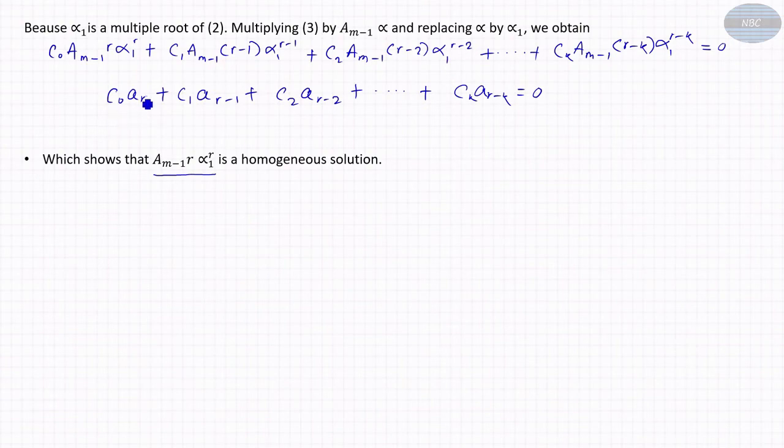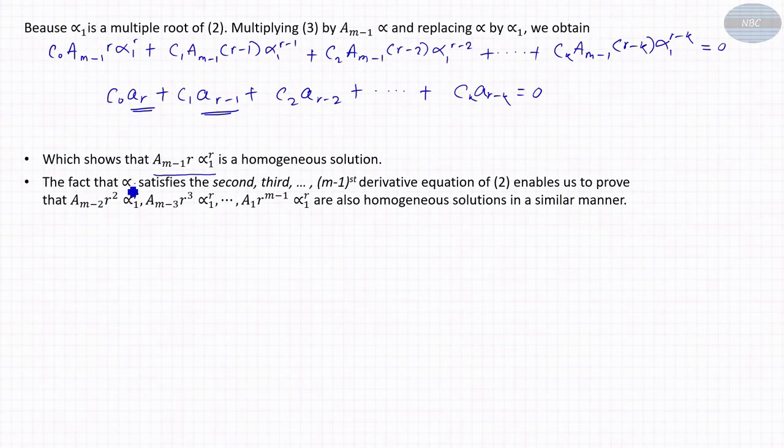So this is the kth order difference equation with right hand side equal to 0 because we are solving the homogeneous solution. See here, in place of a_r we have a_{m-1} r into alpha 1 to the power r. In place of a_{r-1} we have a_{m-1}, this is the constant that is the same, times (r minus 1) alpha 1 to the power r minus 1. In place of a_{r-2} we have a_{m-1} (r minus 2) alpha 1 to the power r minus 2. In place of a_{r-k} we have a_{m-1} (r minus k) into alpha 1 to the power r minus k. So this particular a_{m-1} r alpha 1 to the power r is a homogeneous solution.